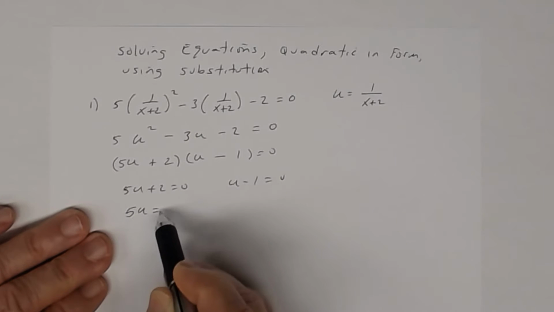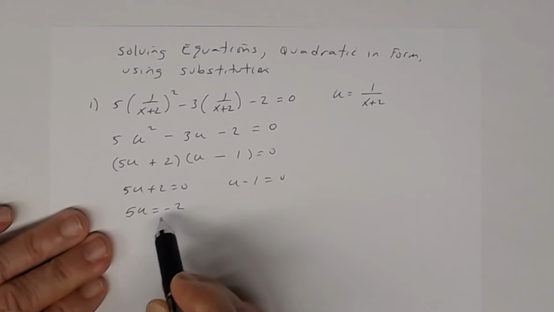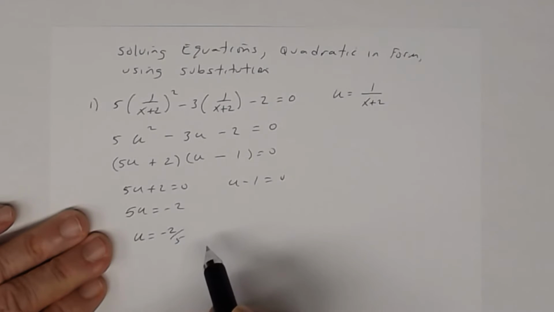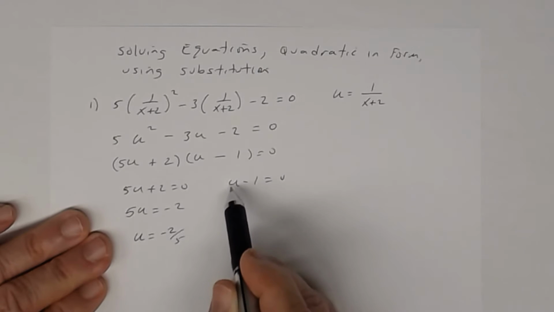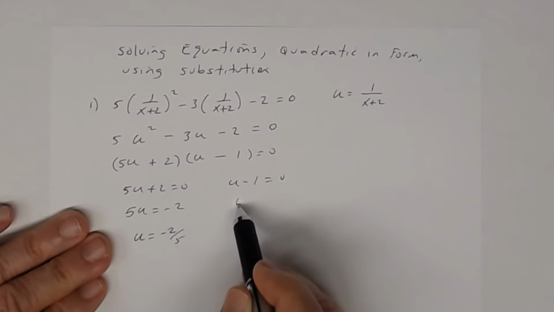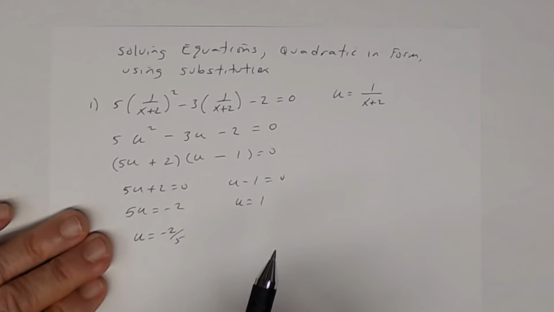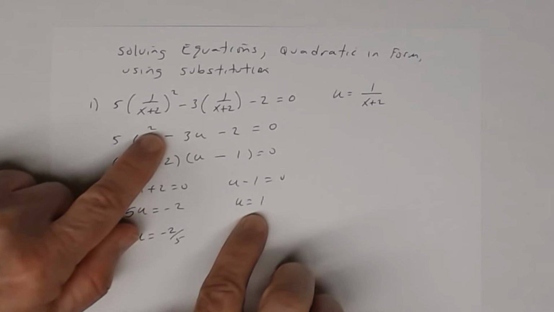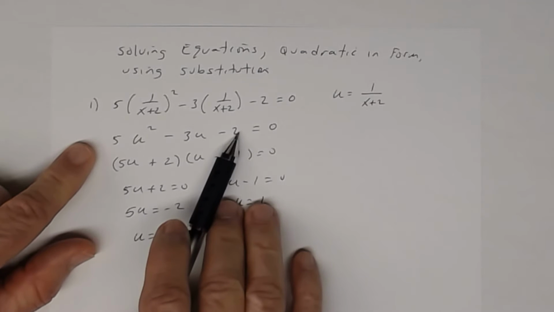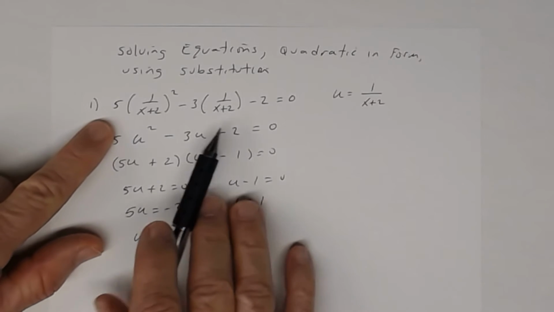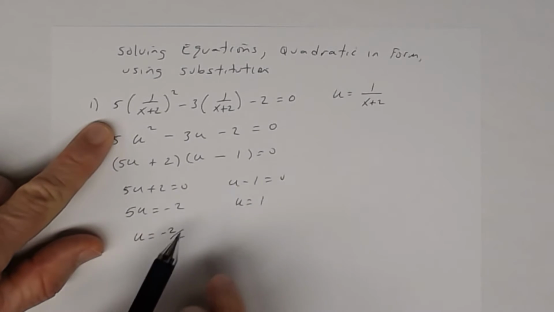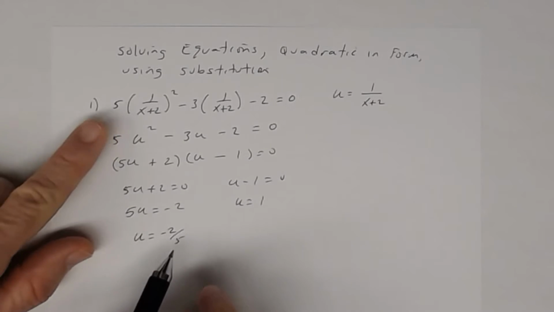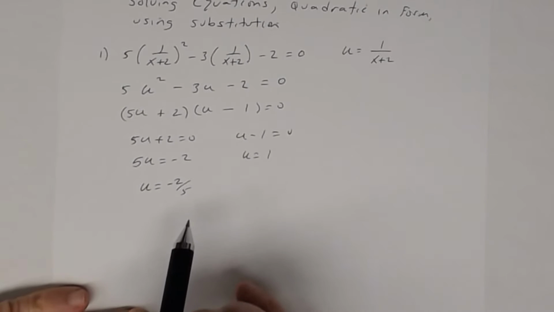So I get 5u equals a negative 2, and dividing both sides by 5, I get u to be a negative 2/5. All right, and over here, solving this linear equation, that's easy. So u equals 1. Now be careful. These right here are solutions to this quadratic equation with the variable u, right? But remember, my original equation did not have the variable u, it had the variable x. So I got to solve for x now. And so that's easy to do. Watch how easy this is.